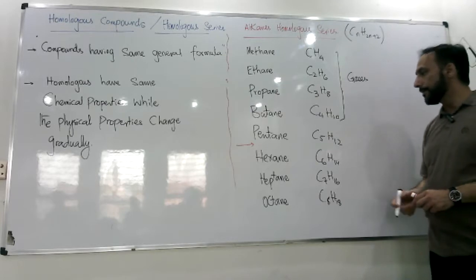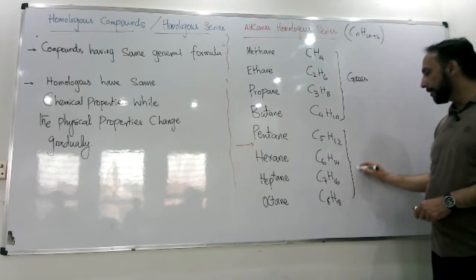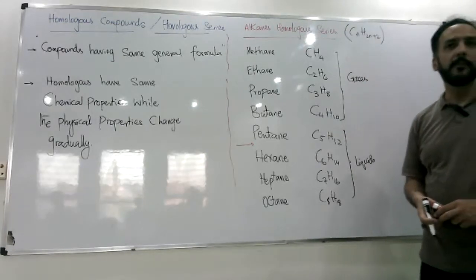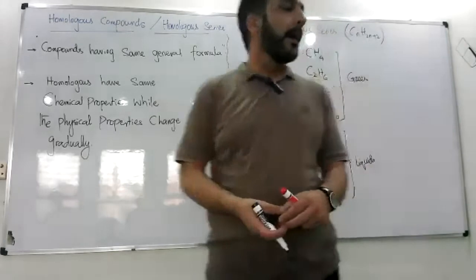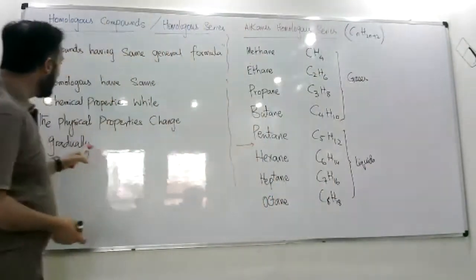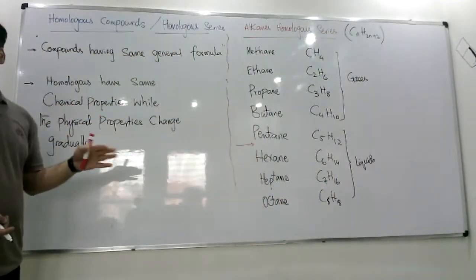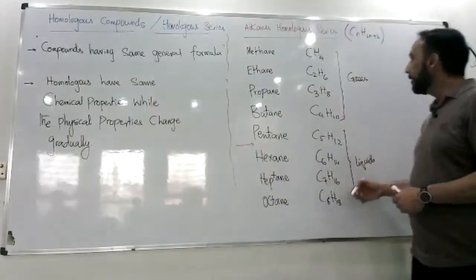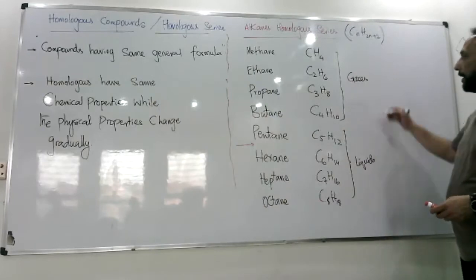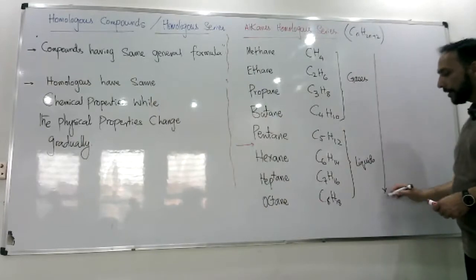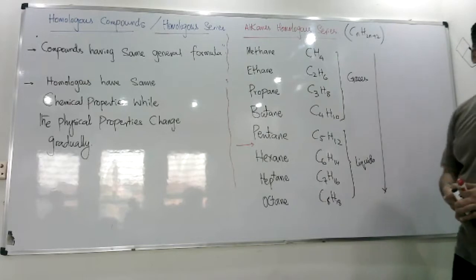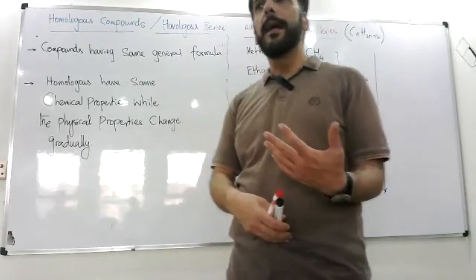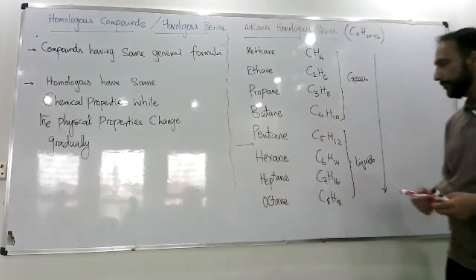ठीक है, first 4 are gases. इसके बाद rest are liquids. You need to know their state. So they are chemically the same, they react similarly with other things, but as we go down that way from methane till octane etc., there is an increase in melting point or boiling point and density also, right?